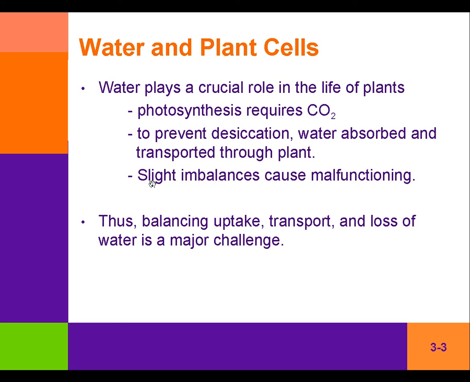Water plays an important role in stopping plants getting thirsty, in other words, preventing desiccation. So water is absorbed from the soil and transported through the plant to prevent cells from desiccating, in other words, dehydrating. And then plants, with their cell walls, as we'll see in the next slide, use this water content to actually provide support to the plant themselves.